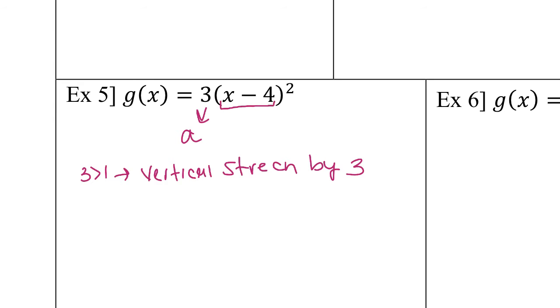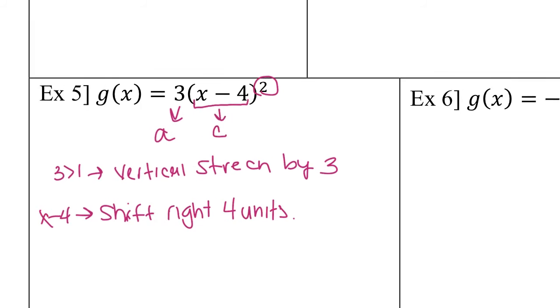And x minus 4 is inside my square, so that means this has to be my c. And this is the one that's backwards, so this will shift to the right 4 units.